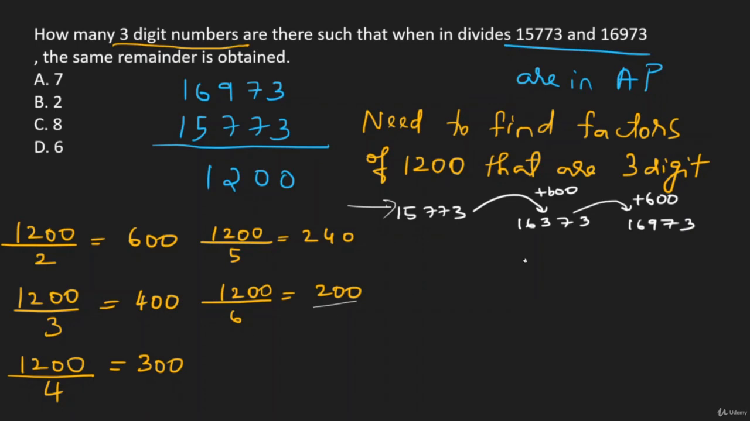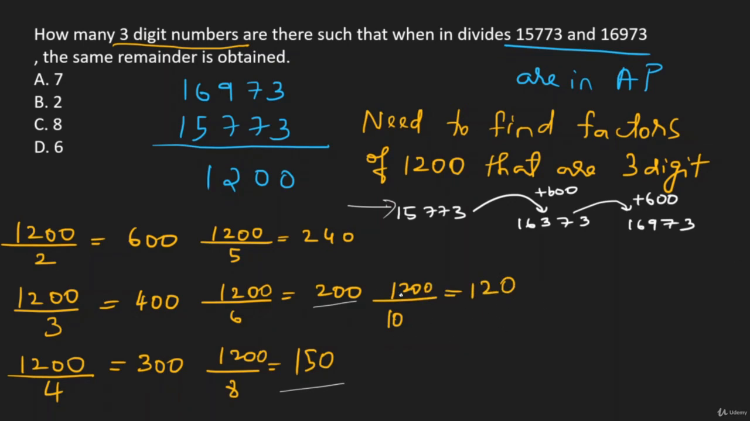Is it divisible by 8? Yes. The last 3 digits are divisible by 8. Therefore, 1200 by 8 gives me 150. Is 1200 divisible by 9? No, because the digit sum is 3. The digit sum has to be divisible by 9 for the number to be divisible by 9. Alright. Is 1200 divisible by 10? Yes. 1200 by 10 gives me 120.